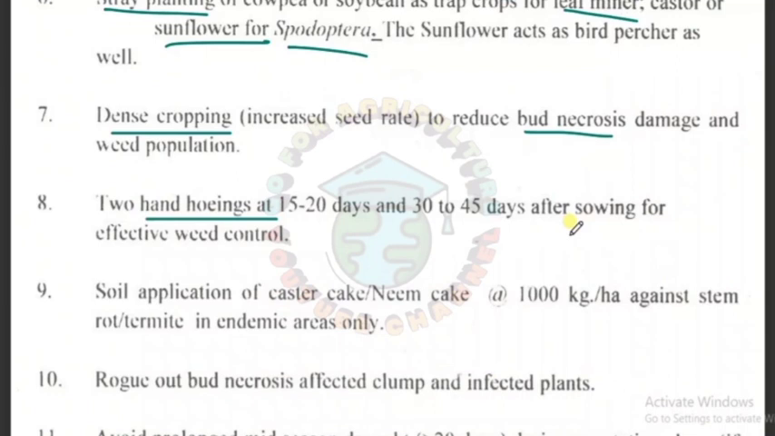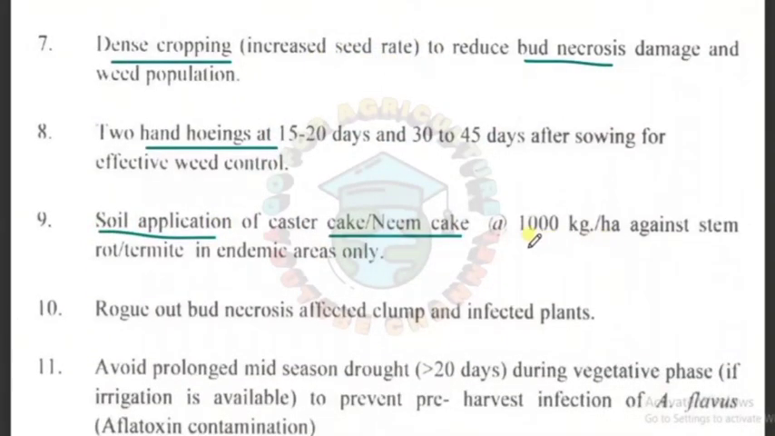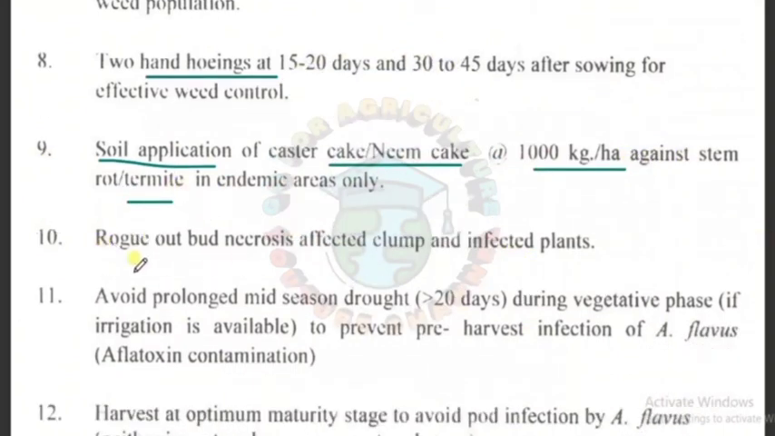Then hand hoeing, just remove it. Just hand pick the weeds, or do the hand shaking of the plants. So sometimes do the weeding, hand weeding or hand hoeing. This will help you to control the weeds. And also soil application of neem cake. Apply these manures. Neem cake at the rate of 1000 kg per hectare will help you to control the termites or stem rot.